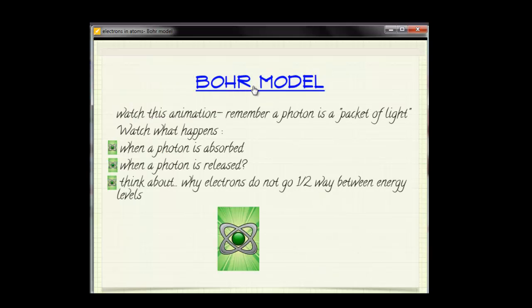I'm going to show you an animation which might make this a little bit clearer for you. Just remember, a photon is a packet of light. It has a certain amount of energy in it, a particle of light, according to Planck's equation. Watch what happens when a photon is absorbed. Watch what happens when a photon is released. And then think about why electrons do not go halfway between the energy levels.